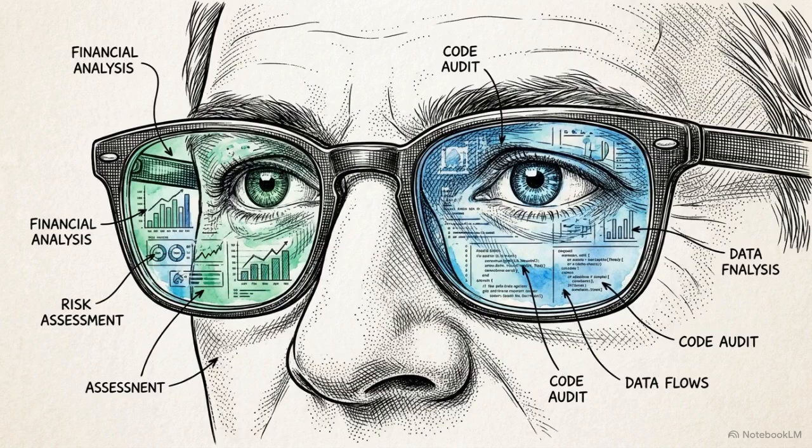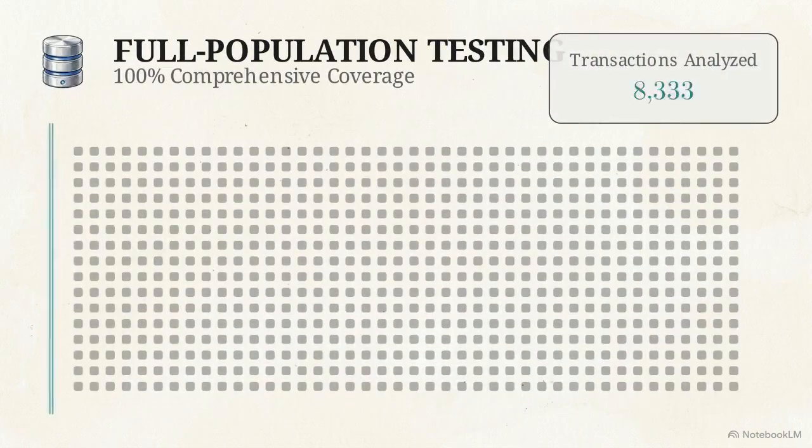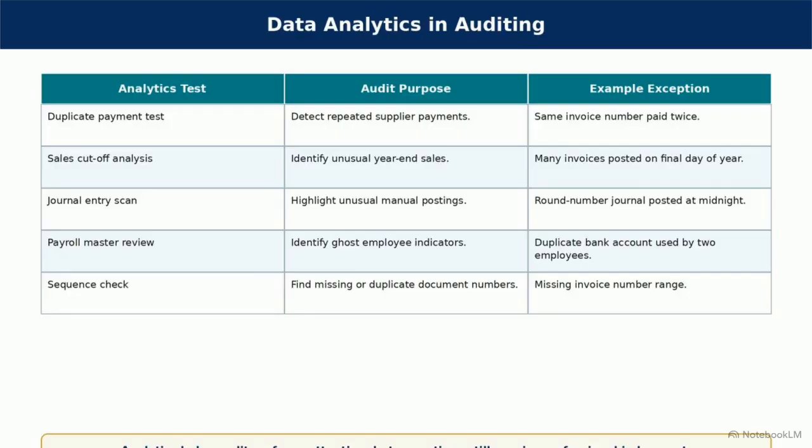When the audit trail is secure, auditors leverage technology to audit technology. They do this using computer-assisted audit techniques, or CATs. Traditional manual sampling is highly limited. An auditor might test 50 random invoices. CATs allow an auditor to extract and instantly analyze a full population of hundreds of thousands of transactions. This table outlines specific data analytics tests that auditors run against these massive, raw datasets.